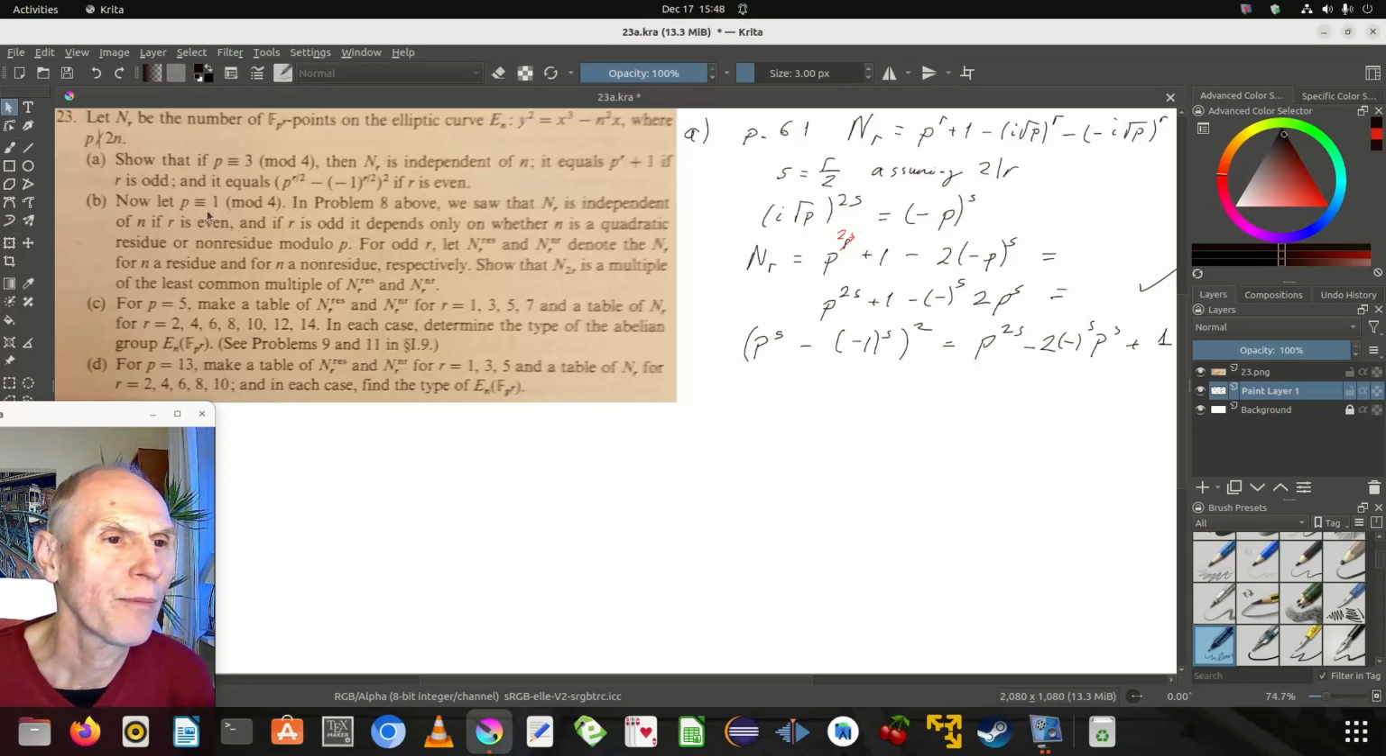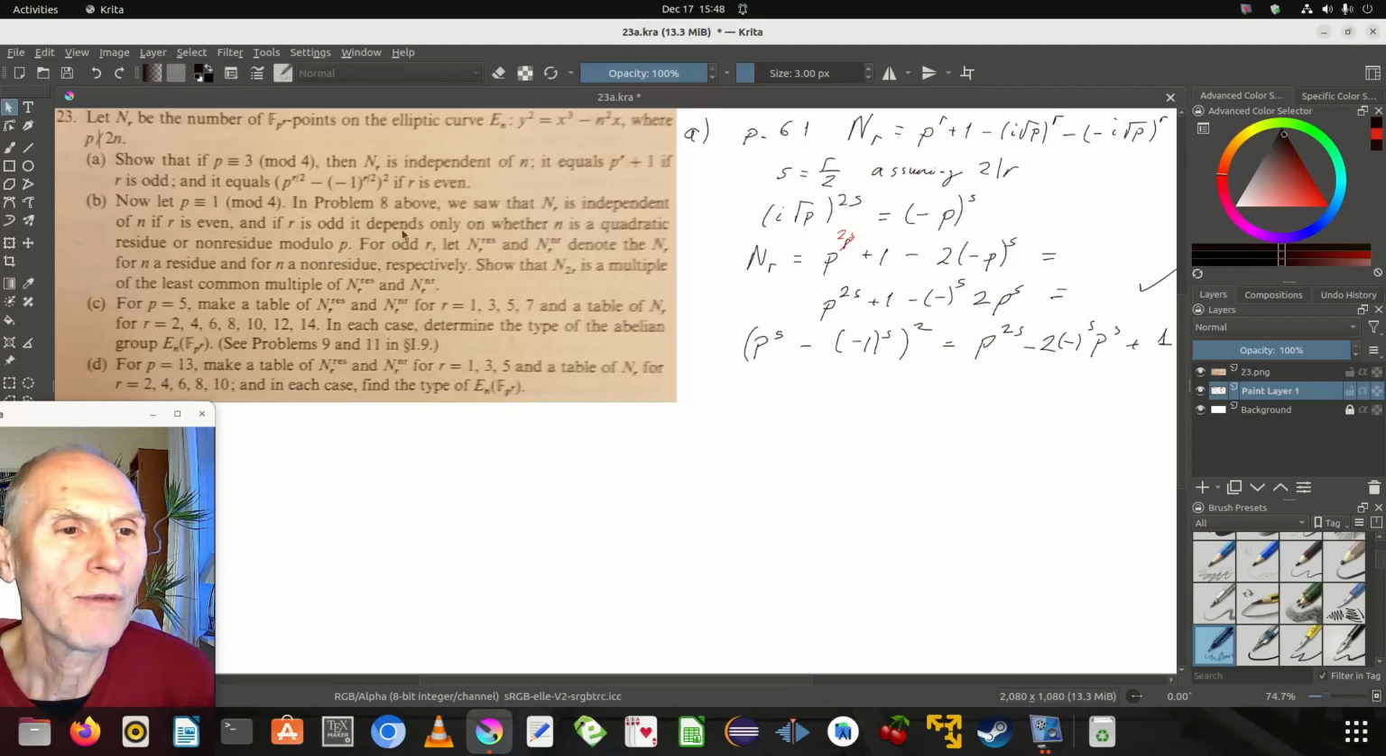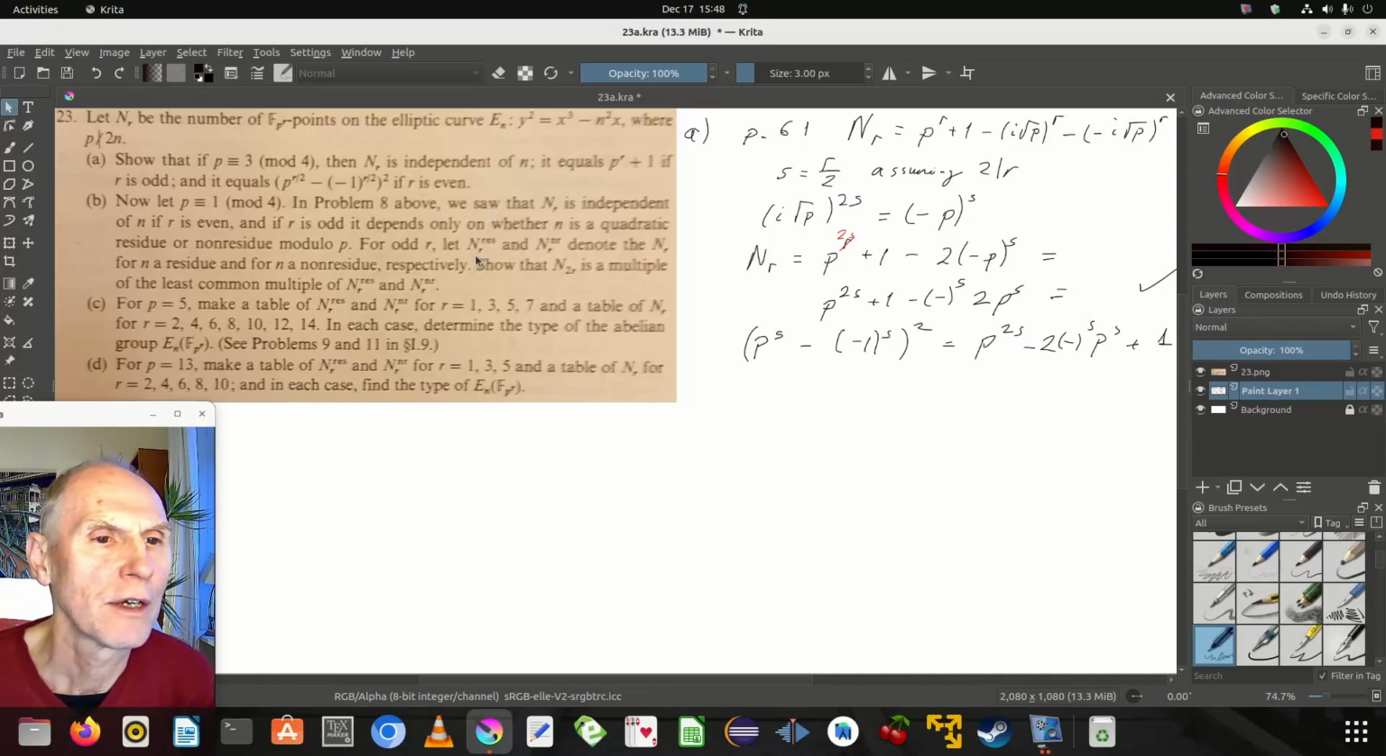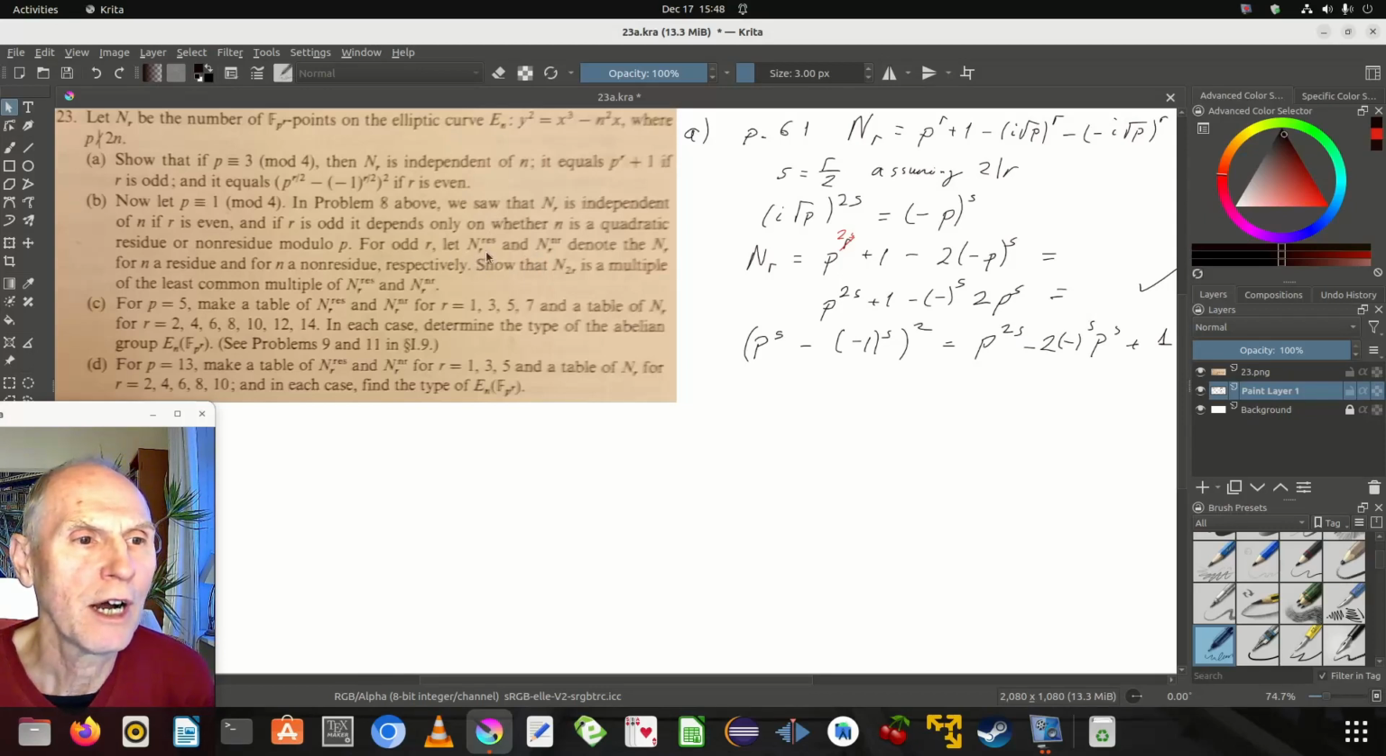The next one, I've forgotten this. If n is odd, it depends only upon the quadratic. I've totally forgotten that we have worked with this in problem 8. So that's the number of points in N R, depending on n.